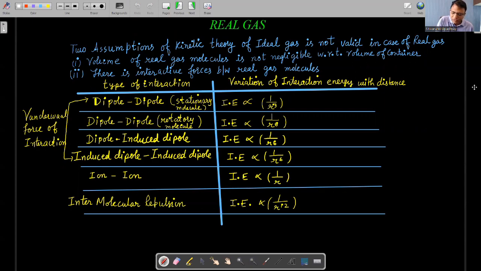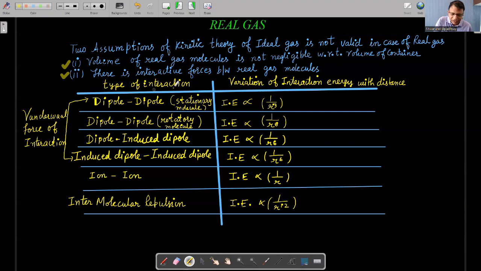Volume of real gas molecules is not negligible with respect to the volume of the container. This is the first one. And the second one is that there are interactive forces between real gas molecules. We know that in real gas there are both types of interactive forces, attractive as well as repulsive. Under certain conditions, attractive intermolecular forces will dominate. Under certain conditions, repulsive forces will dominate.